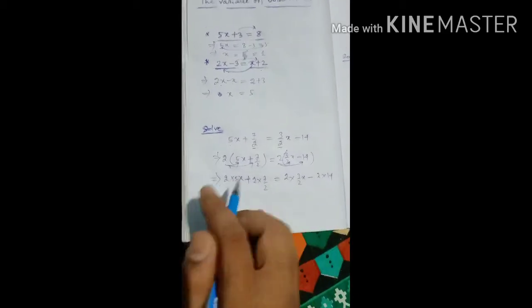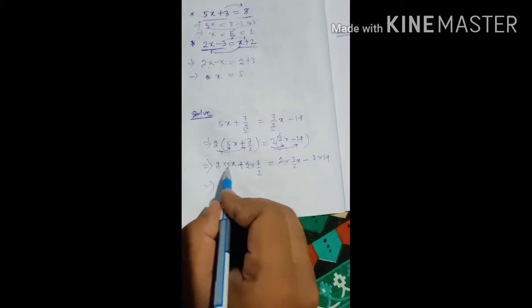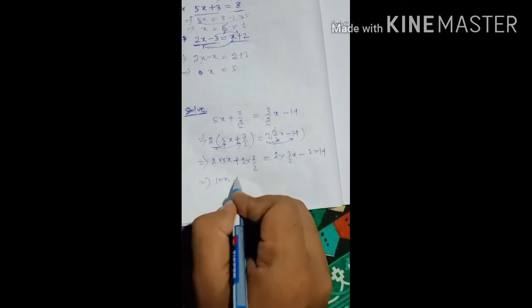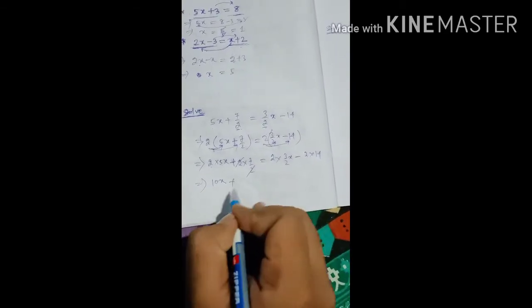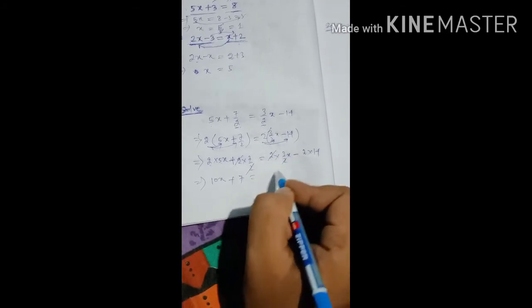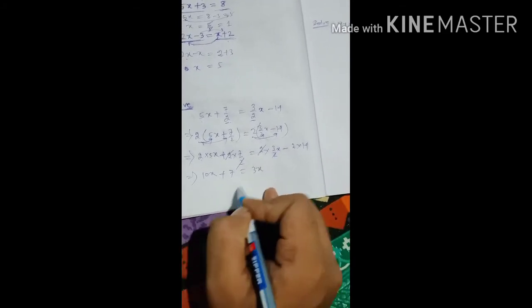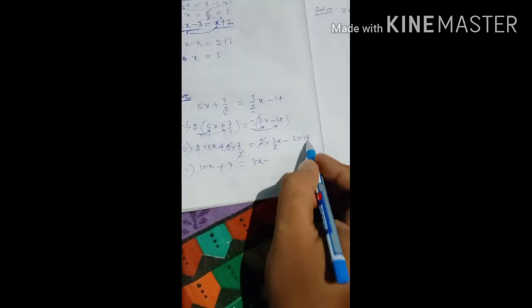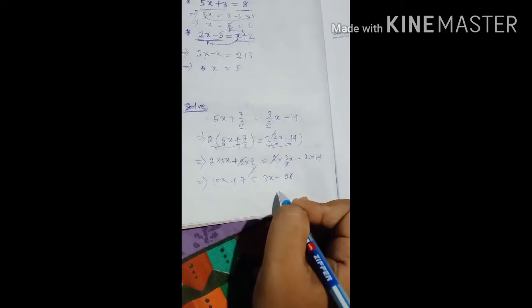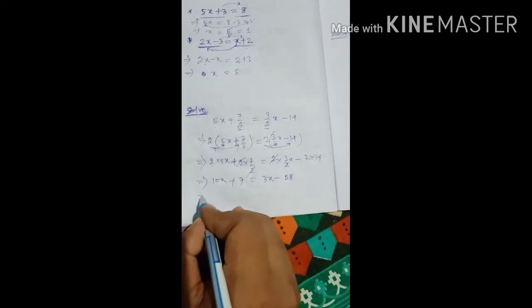In the next step, what will we do? 2 into 5, it is 10x. Again 2 and 2 will cancel, we will get 7. Right now 2 and 2 will cancel and we will get 3x minus 2 into 14, 14 twos are 28.